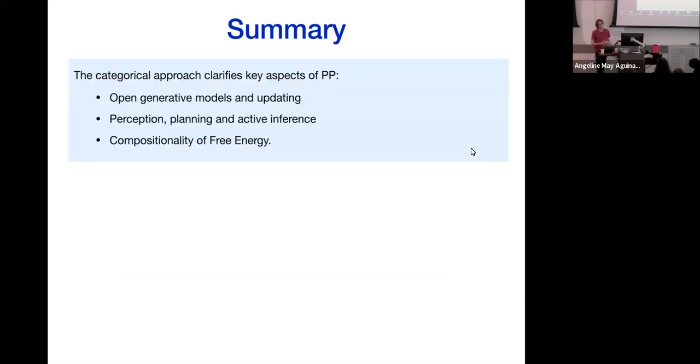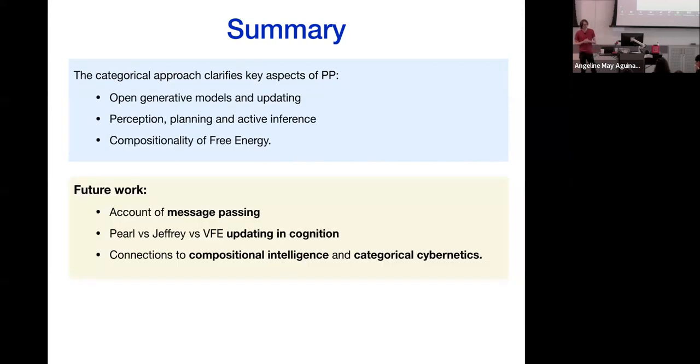So just to wrap up, the idea is that the sort of categorical probability style approach is really useful for clarifying lots of aspects of predictive processing and active inference. So we can talk about these open generative models. It's just the same way we talk about open causal models, and updating, as we already heard about earlier this week. And you can apply these to the special case in predictive processing to describe planning behavior, perception, and this active inference thing, and also to talk about compositionality of free energy.